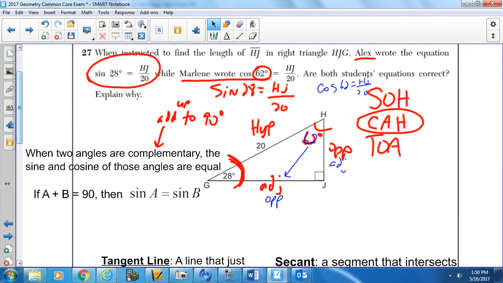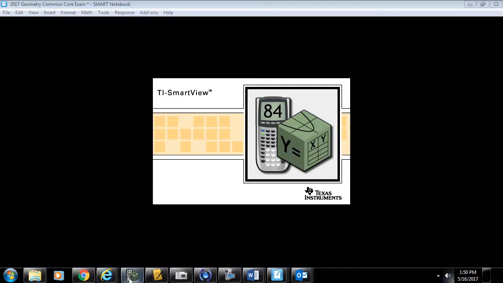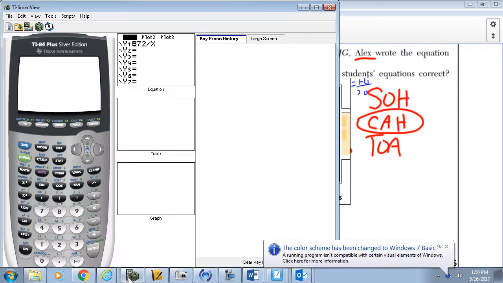Then sine A is equal to sine B. And A plus B in this case are 62 and 28. Since they're equal to 90, their sine and cosine are going to be the same. Now if you go to a calculator, you can kind of see it. And we did this exercise in class if you were there.